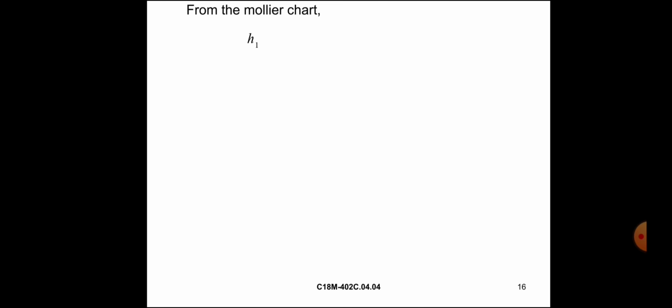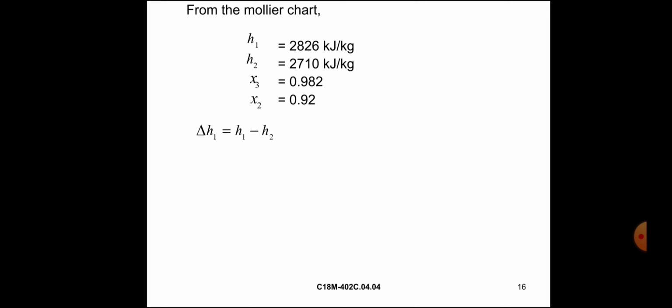From the Mollier chart, H1 is equal to 2826 kilojoule per kg. H2 is equal to 2710 kilojoule per kg. Dryness fraction at the exit portion is 0.982. Dryness fraction at the throat is 0.92.